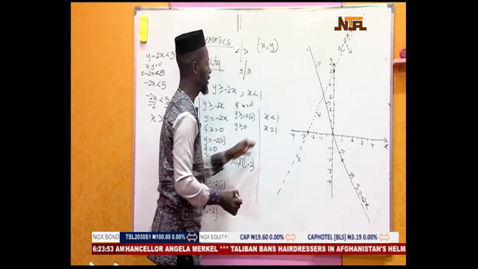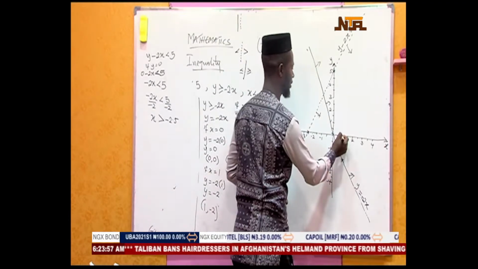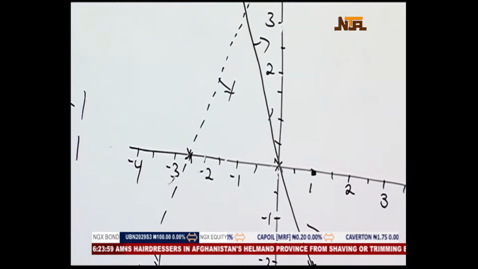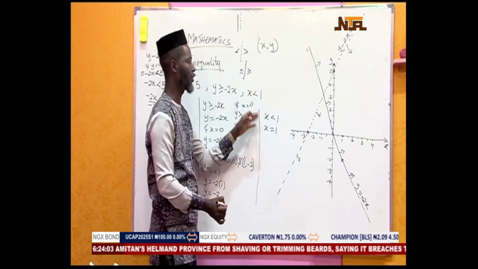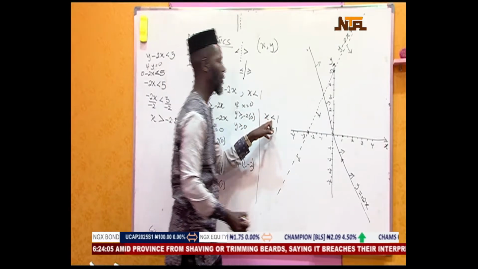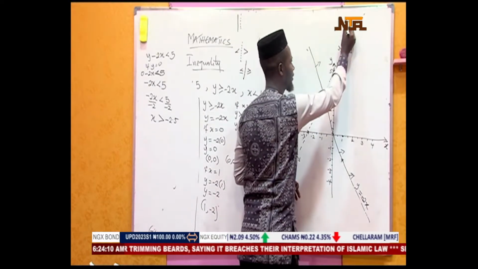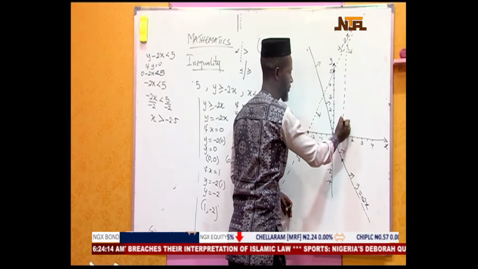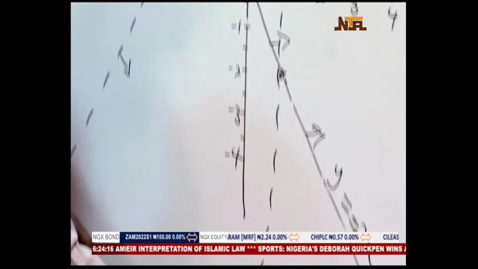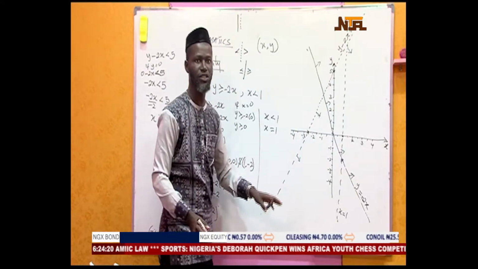And the last but not the least is when our x is equal to 1. We go to where our x is equal to 1. This is where our x is equal to 1. Now, we want to have a straight line here. Is it going to be a thick line or dotted line? Because of this less than, which is ordinary less than, we have a dotted line. So that is x is equal to 1, not x less than 1. You write x is equal to 1.